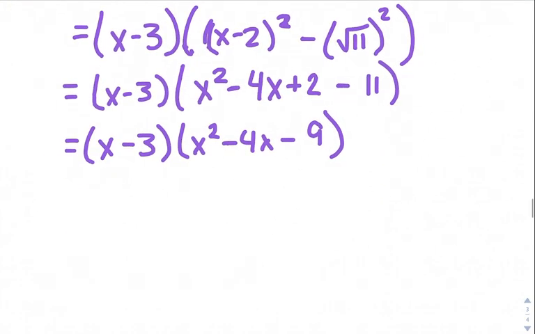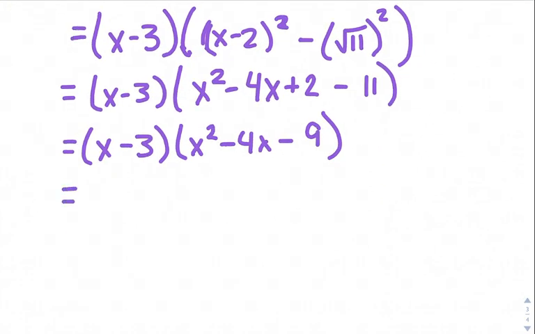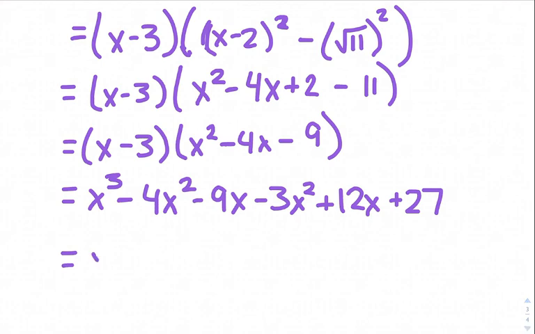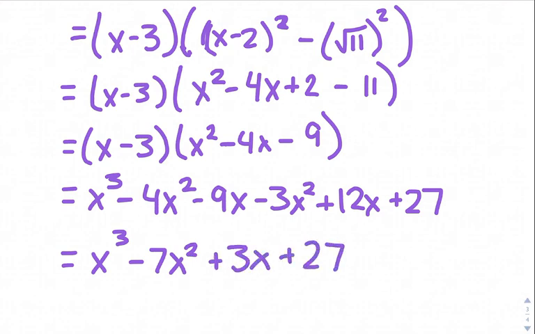So now what I can do is I can distribute here. So it's going to be x cubed minus 4x squared minus 7x minus 3x squared plus 12x plus 21. And then I'm going to combine my like terms. So I get x cubed minus 7x squared plus 5x plus 21. And that would be my function now.